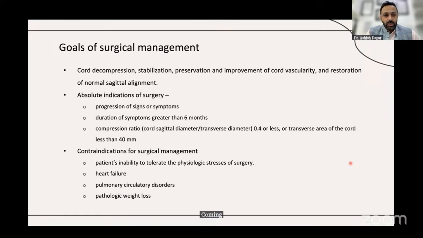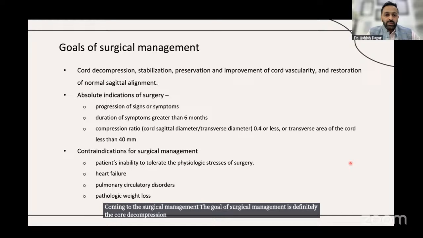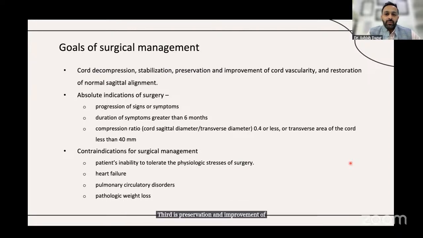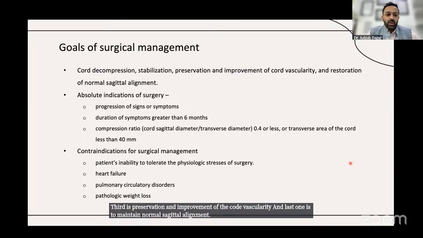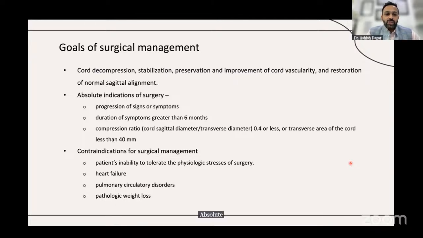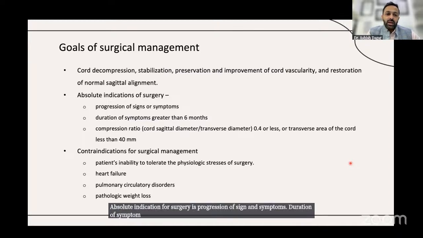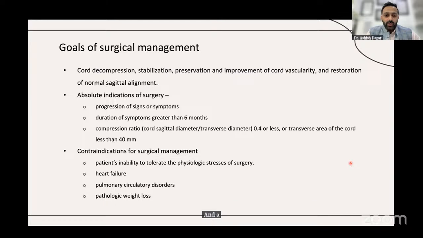Coming to the surgical management, the goal of surgical management is definitely cord decompression. Second is stabilization of the spine. Third is preservation and improvement of the cord vascularity. And last is to maintain normal sagittal alignment. Absolute indications for surgery are progression of signs and symptoms, duration of symptoms more than 6 months, and a compression ratio of 0.54 or less, or a transverse area of the cord less than 40 mm.